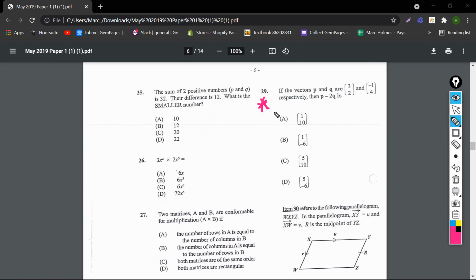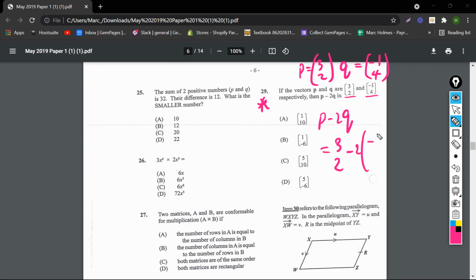So number 29 now, it says if the vectors P and Q are this, then what is P minus 2Q? P is equal to (3, 2) and Q is equal to (-1, 4). So P minus 2Q is (3, 2) minus 2 times (-1, 4). We need to subtract that from that, and we're going to get (3, 2) minus... I think this is going to end up being 2 minus 8.